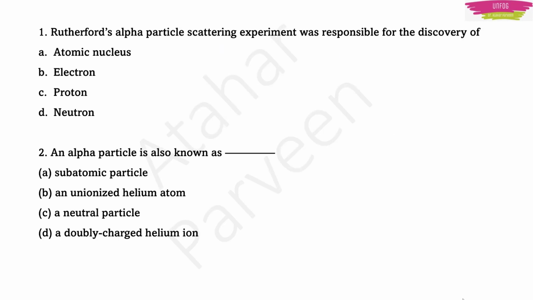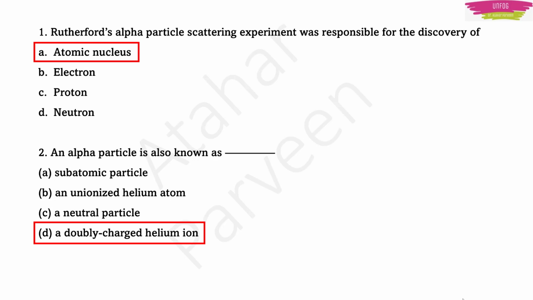First question is, Rutherford's alpha particle scattering experiment was responsible for the discovery of. It was responsible for the discovery of, of course, the atomic nucleus. Next question, an alpha particle is also known as, of course it is also known as a doubly charged helium ion. Okay, so an alpha particle is a doubly charged helium ion, that is He2+.